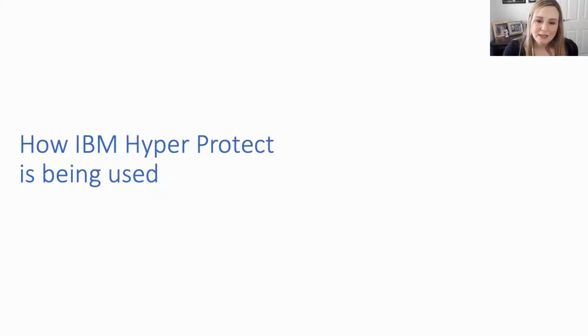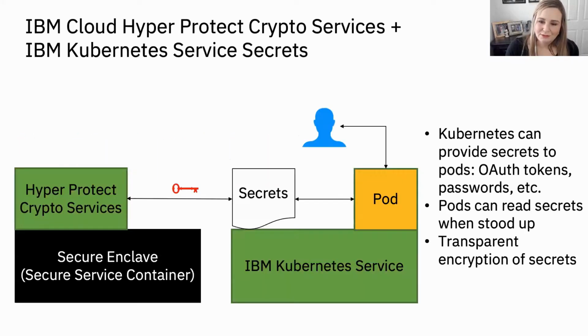All right. So how is HyperProtect being used? Quite a few ways. So we're going to talk about some of the different combinations of technology. So we have the crypto services that gets used with the Kubernetes service secrets. So Kubernetes can provide secrets to pods. And I am making the assumption that everybody understands what a pod is. But basically, pods kind of group your different containers together.